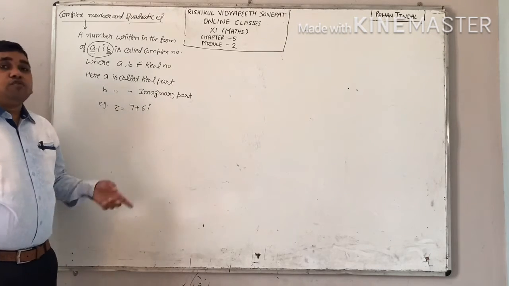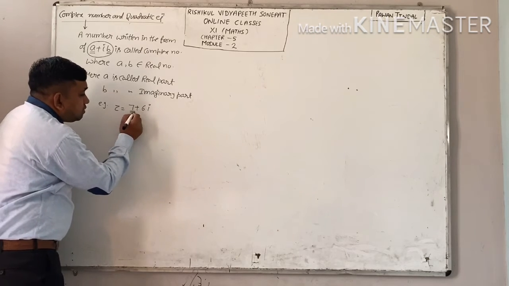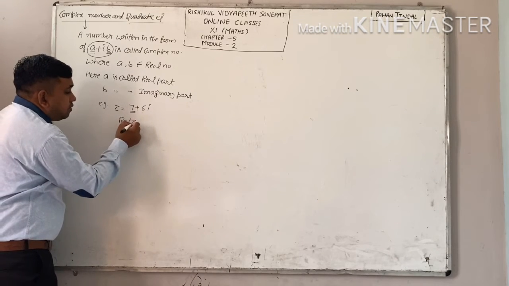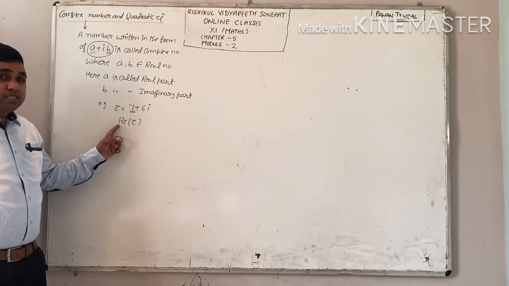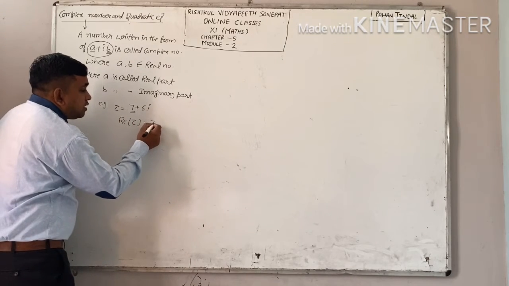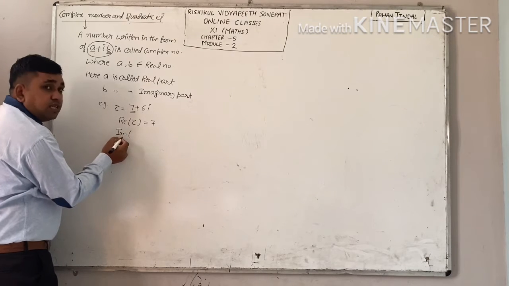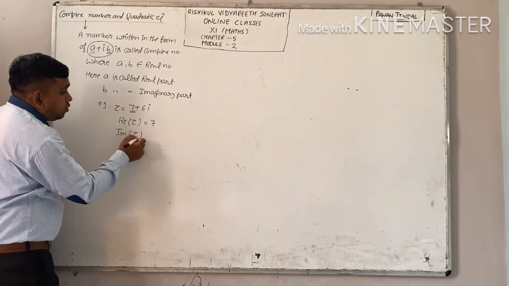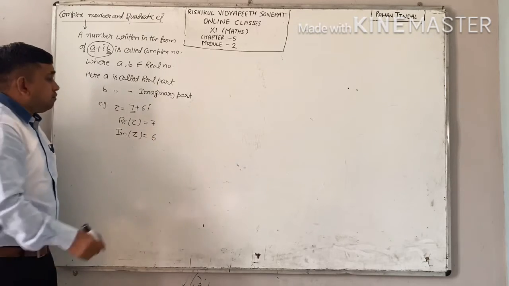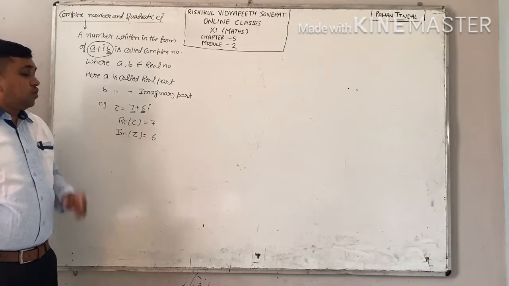Now I want to find out real part and imaginary part. Now this term is without iota. This is your real part, and you can use this symbol RE. RE means real part. This is your 7. Imaginary part, symbol is IM, stand for imaginary. This is your 6. Because imaginary part is the term with iota. This is the term with iota. This is called your imaginary part.